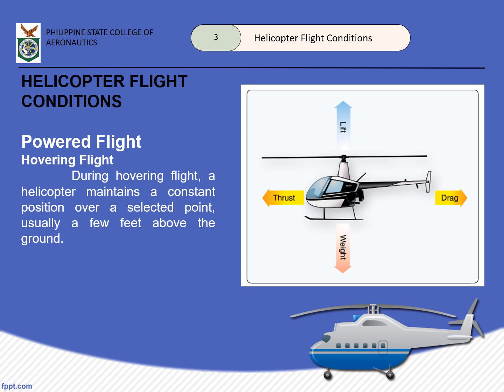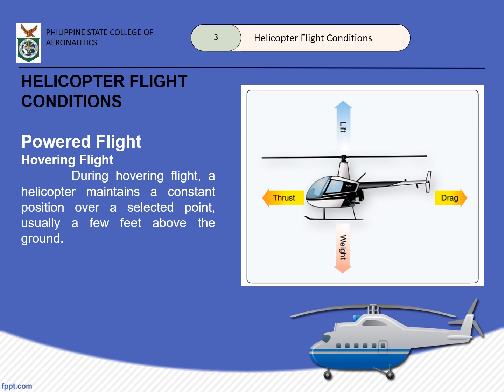So, as you may see doon sa ating picture, to maintain a hover at a constant altitude, the lift must equal the weight of our helicopter. So, thrust must equal any wind and tail rotor thrust to maintain the hovering position. So, the power must be sufficient to turn the rotors and overcome the various drags and frictions involved.